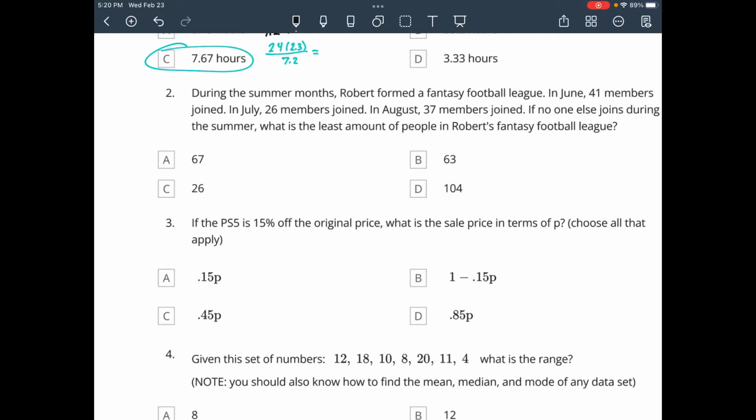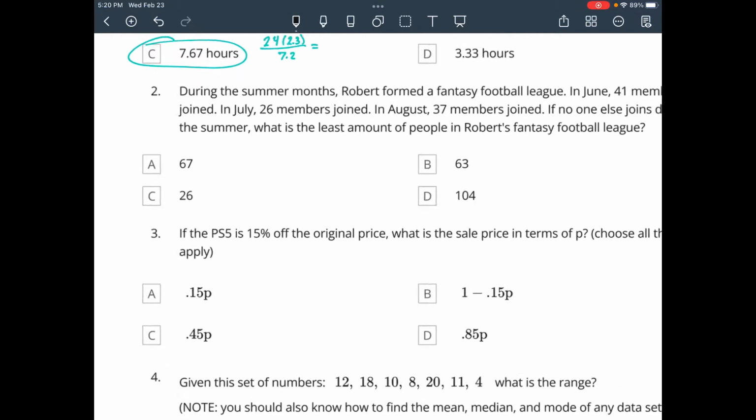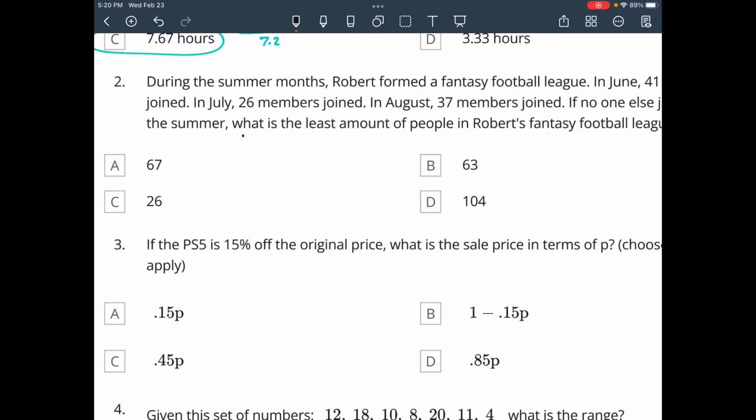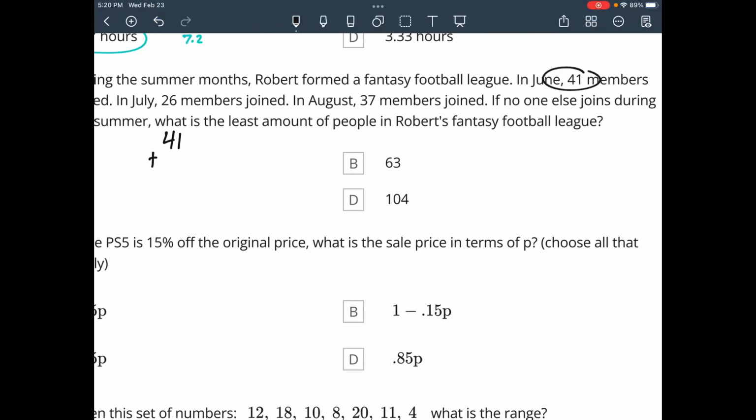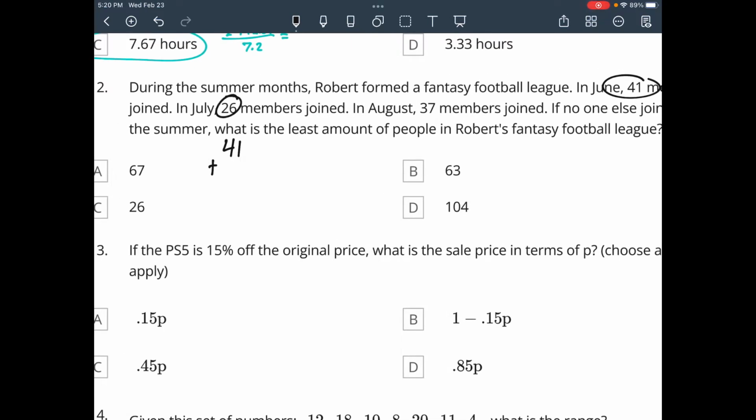Well, if no one else joined, we're just going to add the 41 plus the 26 plus the 37. Right? We'll add those together. That's 4. Carry the 1. 4, 5, 6, 8, 9, 10. So 11. 104.